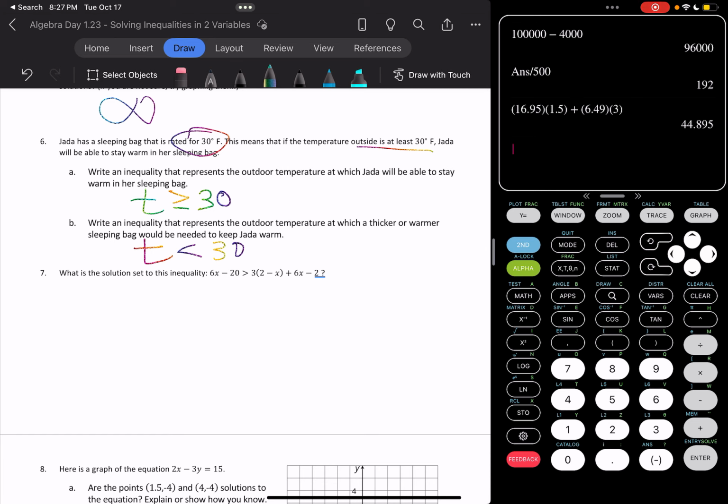I'm not saying less than or equal to, because equal to is included in the first inequality, where if it's at least 30 degrees outside, it should be fine. But if it's any less than 30 degrees, then she's going to be cold.